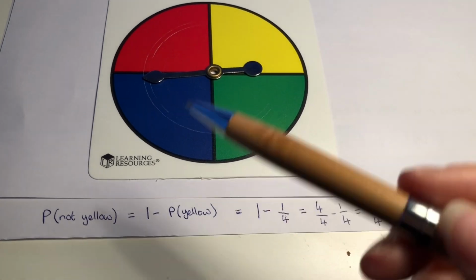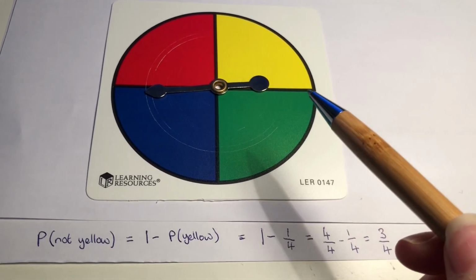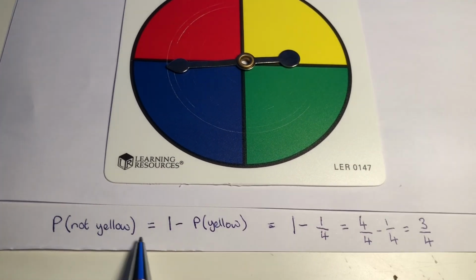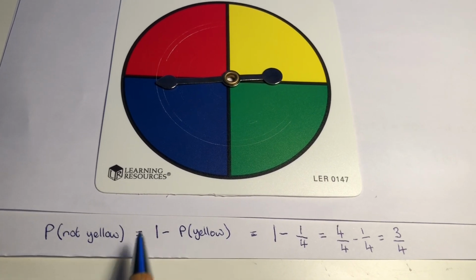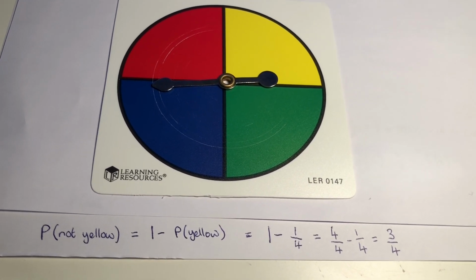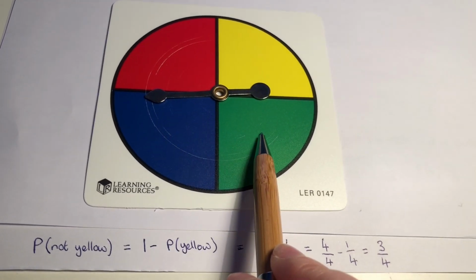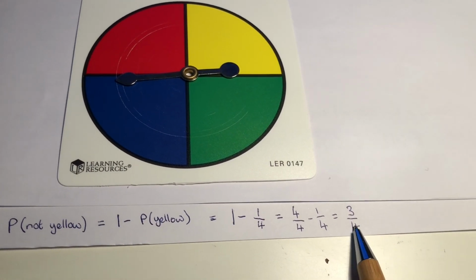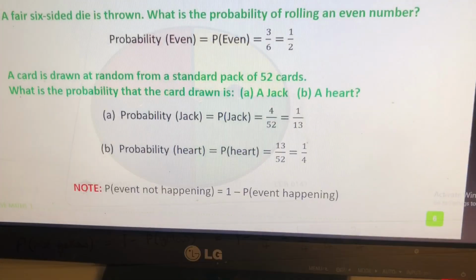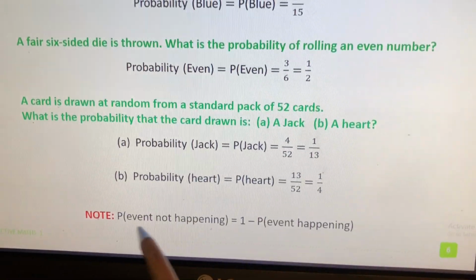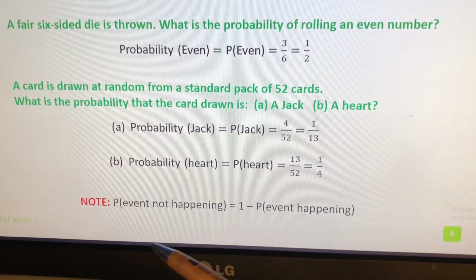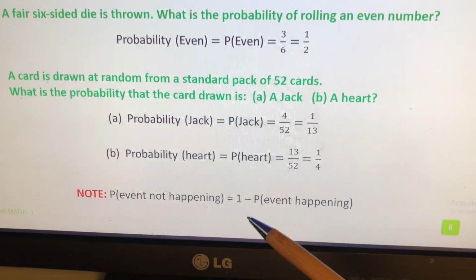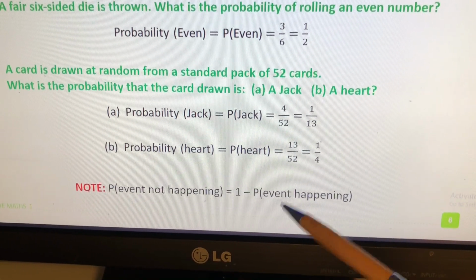Now, of course, we could have done this another way. We could have done it using the regular theoretical probability rules. The probability of getting not yellow, well, all of the ones that are not yellow is what we're interested in. And there are 1, 2, 3 of the desired outcomes. 3 out of 4 are not yellow. So if we can calculate the event not happening using the regular method, then why would we learn to do it this way?